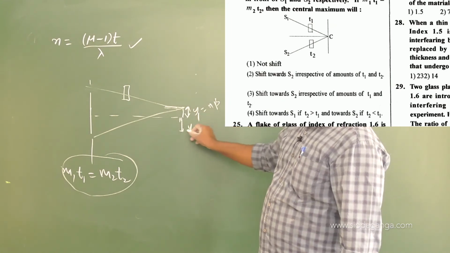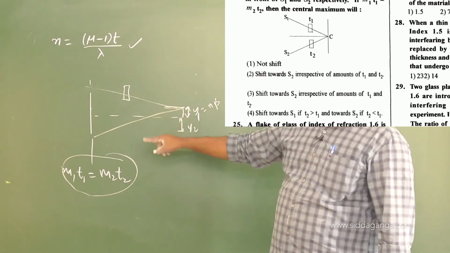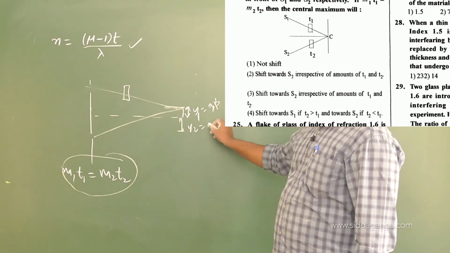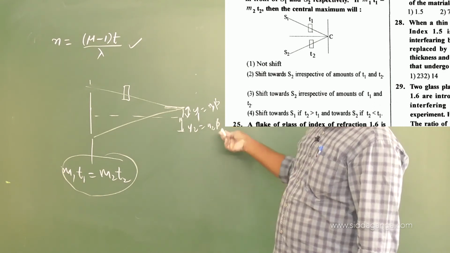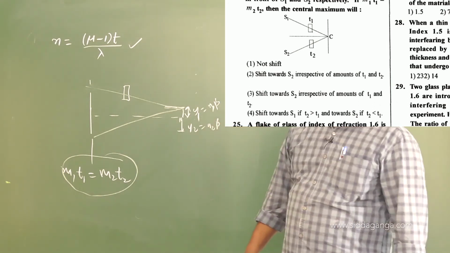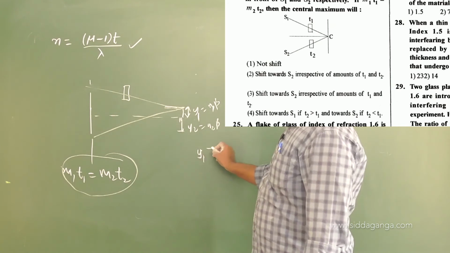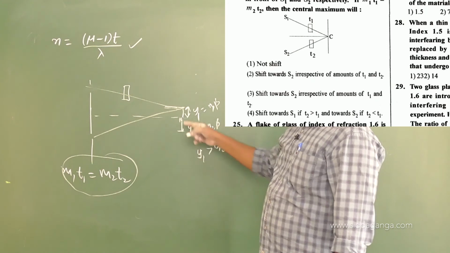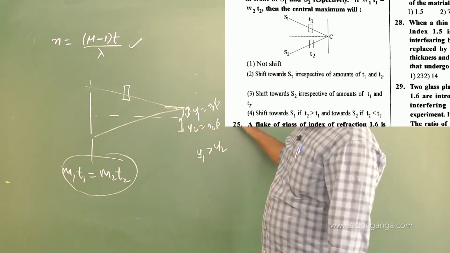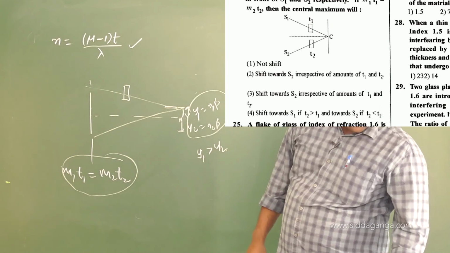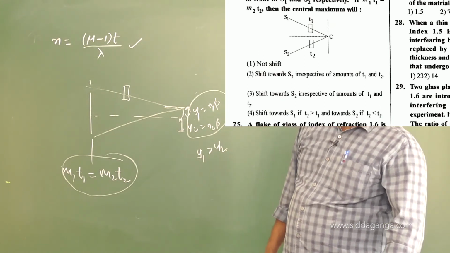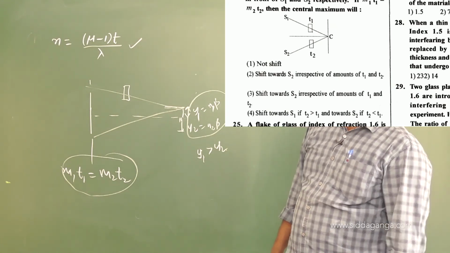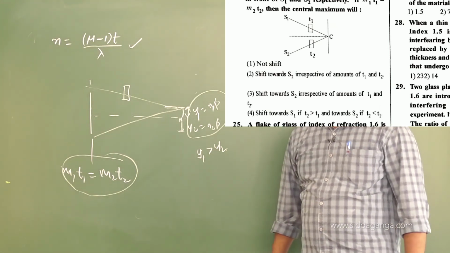In the same way for M2 and T2 values, you find the value of Y2. Y2 is some N2 into beta, and beta is the same here. So you solve for this condition: if Y1 is greater than Y2, then it will shift towards S1. If Y2 is greater than Y1, then it will shift towards S2. So you get that the shift is towards S1 if T2 is greater than T1, and towards S2 if T2 is less than T1, for the given condition of M1 T1 equal to M2 T2.